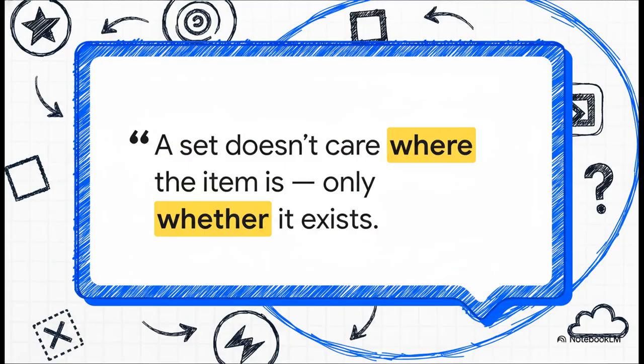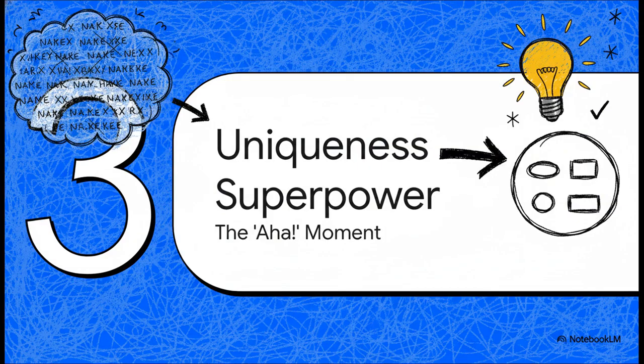This right here is the core idea. Let that sink in for a second. A set's entire identity is built around this one single principle. It's not about the sequence. It's not about the position. It is purely 100% about existence. So now let's go back to our original problem, remember? Cleaning up that messy list of duplicate names. With this new understanding of what a set is all about, the solution becomes, well, it becomes incredibly simple.